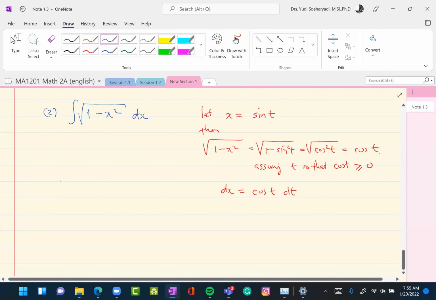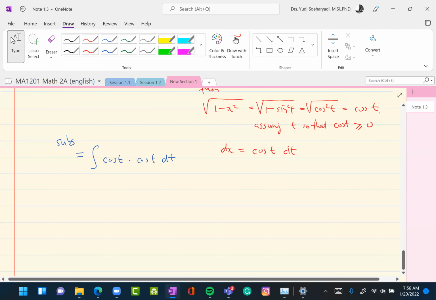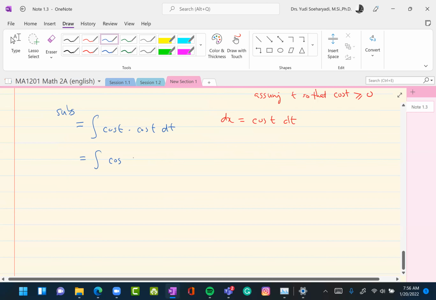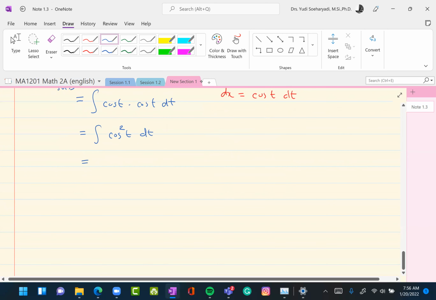Right, so doing the substitution, we have the integral of this, which is just cosine, and the x is another sine. So we have the integral of cosine squared t dt. How to do this one here? What we do is use this formula. Recall this formula: cosine squared t is 1/2 times 1 plus cosine 2t. You double the angle.